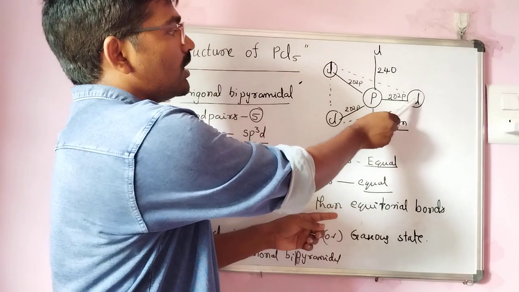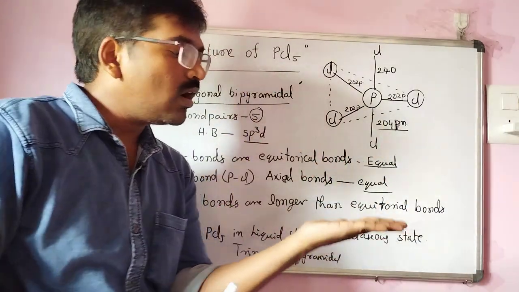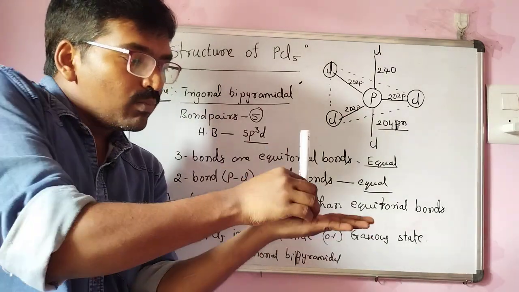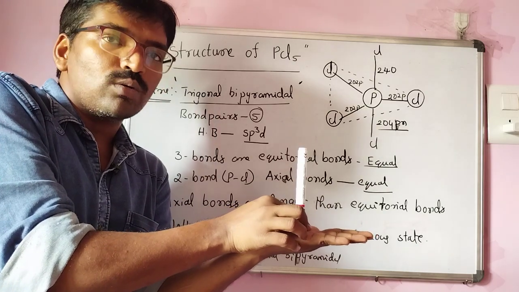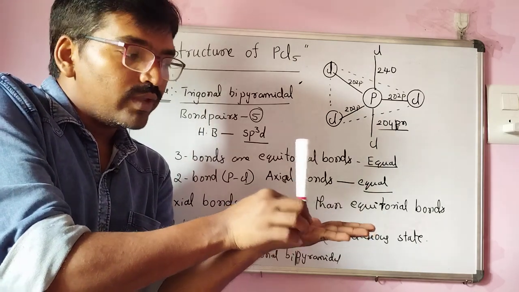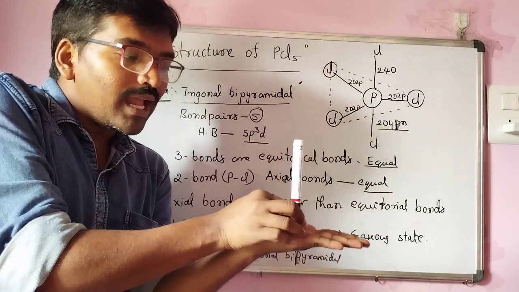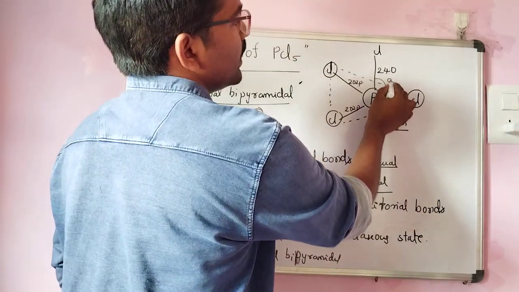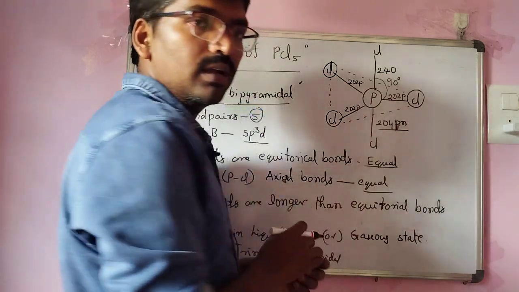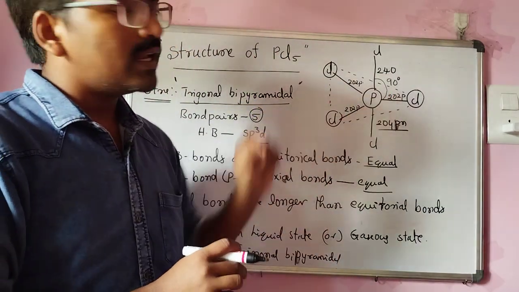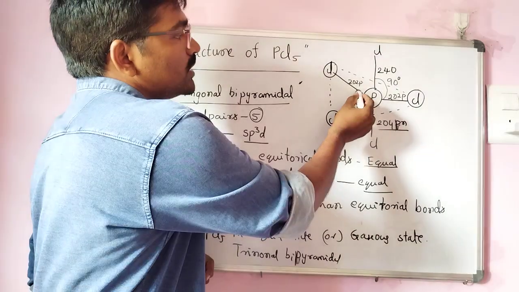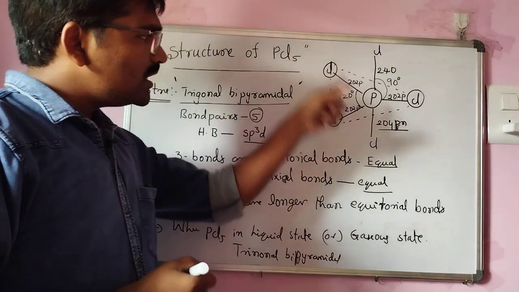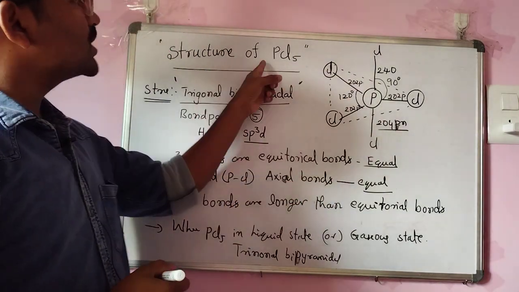The 3 chlorine atoms and 1 phosphorus atom are present in one plane. Then above the plane 1 chlorine atom is present. The bond angle between the plane and the chlorine atom above can be expected as 90 degrees. The plane is trigonal planar, and in trigonal planar we know the bond angle is 120 degrees. These are all the things you have to remember for the structure of PCl5.